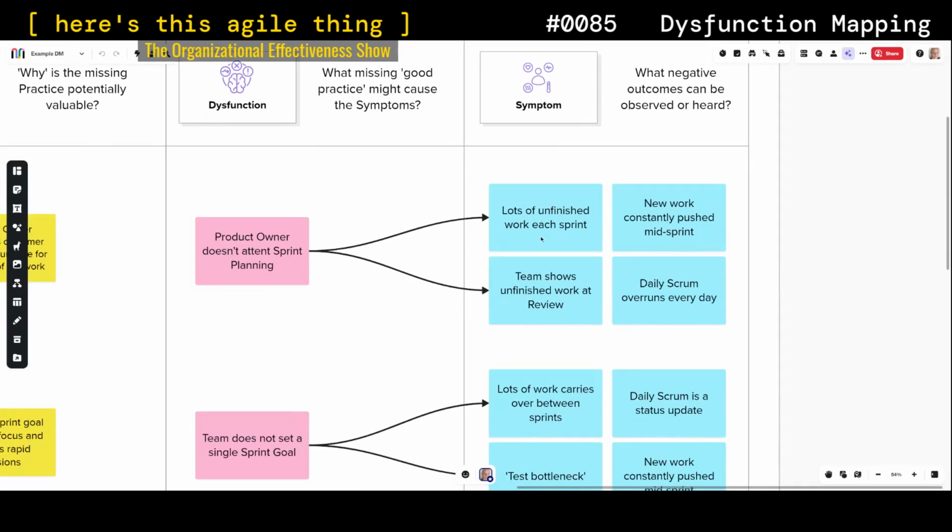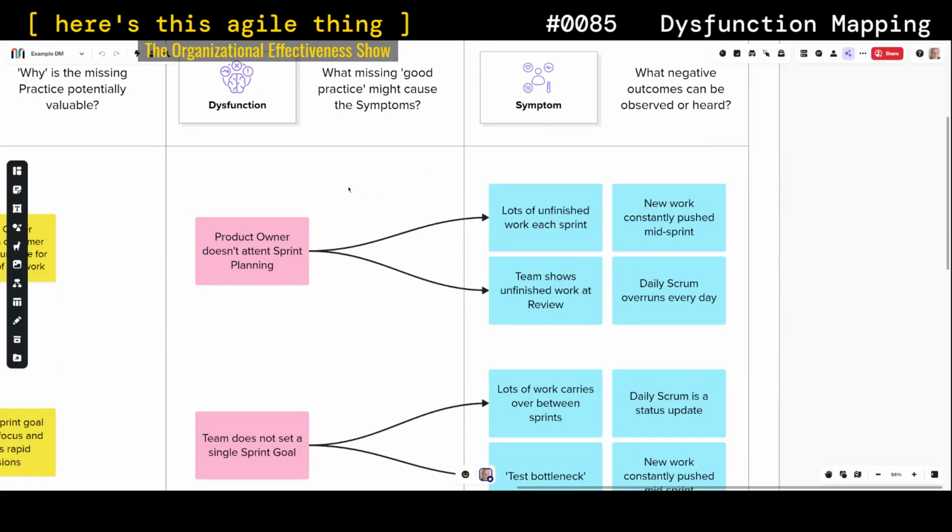We've got lots of unfinished work in each sprint. New work is constantly pushed mid-sprint. The team shows unfinished work at review. Daily Scrum overruns every single day. Moving from all of these symptoms, which are sort of affinity grouped together, we've got the same central theme or topic here.